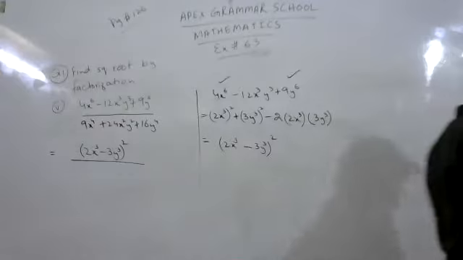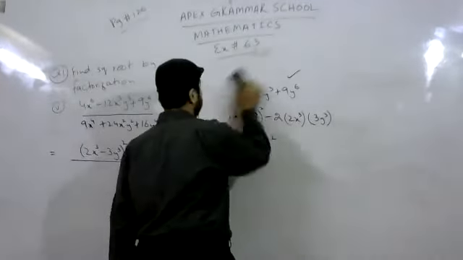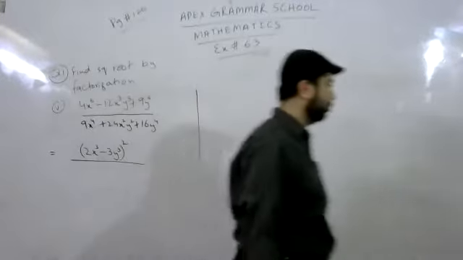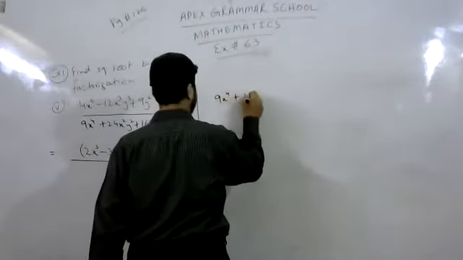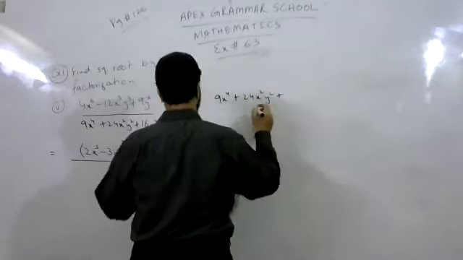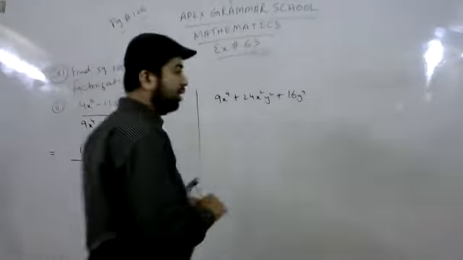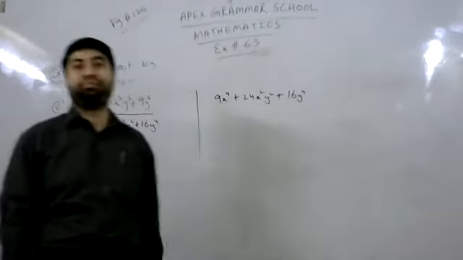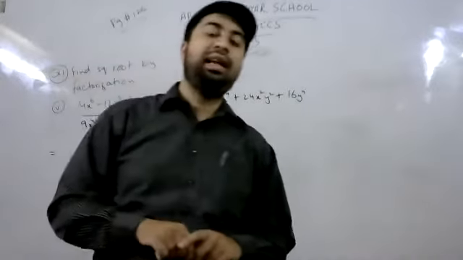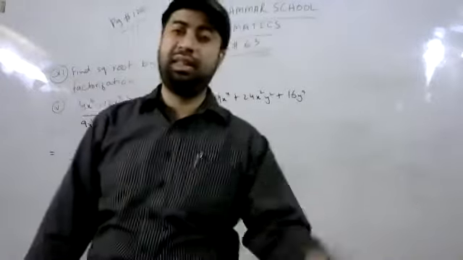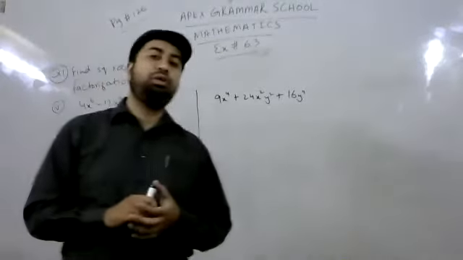After that, for the denominator, we will do the same thing. The denominator is 9x to the power 4 plus 24x square y square plus 16y to the power 4. Now make the complete square. You can see that all the values are with positive sign. It means that it can be the formula of a plus b whole square, because a plus b whole square is a square plus b square plus 2ab, all the signs positive. So it can be the a plus b whole square formula.